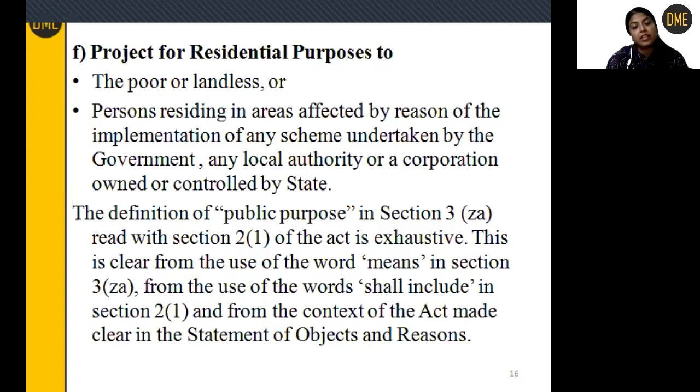In the old Act, it was a very wide definition. So it was very difficult to interpret what is termed as public purpose. So now they have provided a very exhaustive definition, and now we can exactly interpret what is the public purpose. And this is clear from the use of the word means in section 3ZA, and from the use of the words shall include in section 2A. So these interpretative words, means and shall include: public purpose means, and it also shall include. This is an exhaustive definition, and from the context of the Act it is made clear in the statement of objects and reasons as well, what is public purpose.